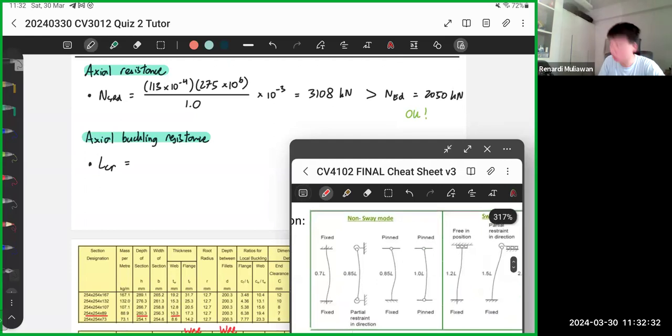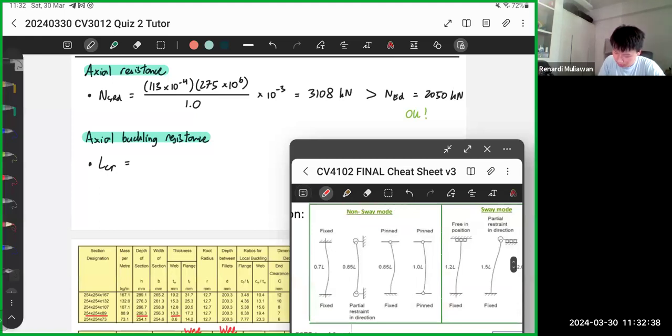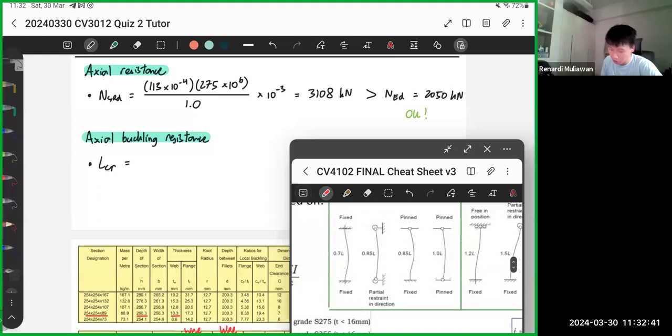It's a non-sway building, right? So you go to this. If sway, you go here. But we're talking about non-sway. Then you check the boundary conditions. For this case, it's pin-pin. So the Lcr is simply 1.0 times L. The common cases are usually pin-pin or fixed-pin. So it's either this or this, pin-fix. But in this case, it's pin-pin, so it's 1.0 times. The length just now is 3.5. So it's just 3.5. Lcr done.